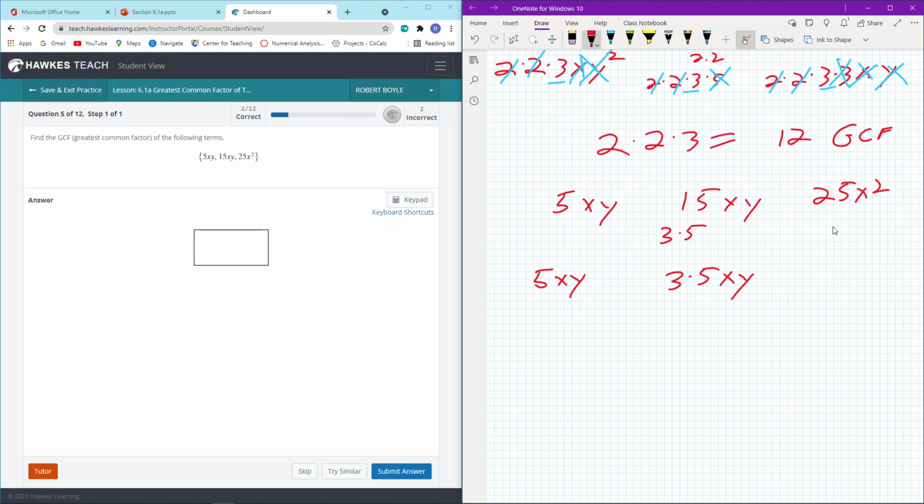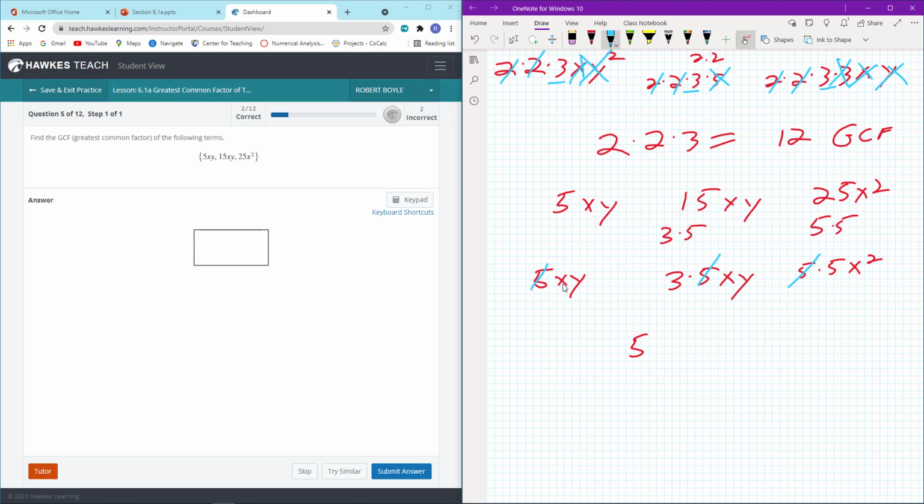And then for 25, the two factors of 25 are 5 times 5. So this becomes 5 times 5 times x squared. Now notice each term has at least one 5. This one has exactly one 5. This has exactly one 5. The third term has at least one 5. So one 5 is common through all three terms, so we can write that down.